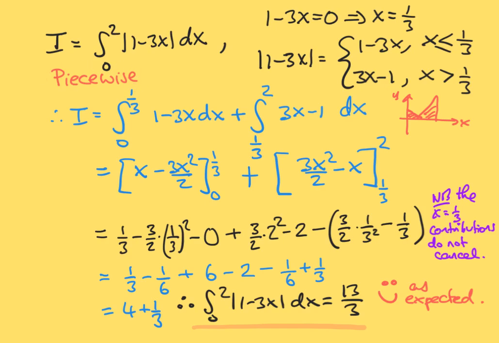Okay, so let's get back to the numbers. 1/3 minus, now when you square that, the 3 and the third will cancel, so you're going to get a half times the third, and that's a sixth. Minus 0, we're going to not worry about. 2 squared over 2 is 2, 2 3s are 6, minus 2.